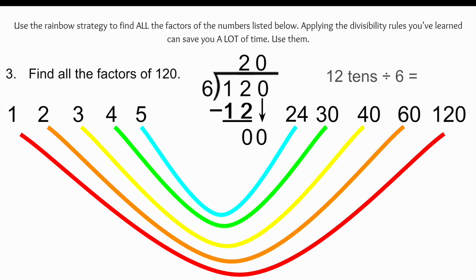12 divided by 6 is 2, but it wasn't just 12, it was 12 tens. So the answer would be 2 tens. So that's just another way to think about it if you wanted to try to do it mentally.